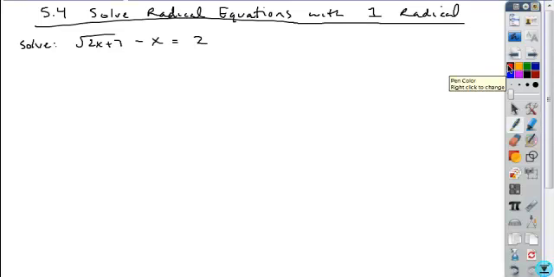Solving radical equations that have just a single radical expression in them. The steps are the same with multiple radicals, but I want to break them down into two separate types.